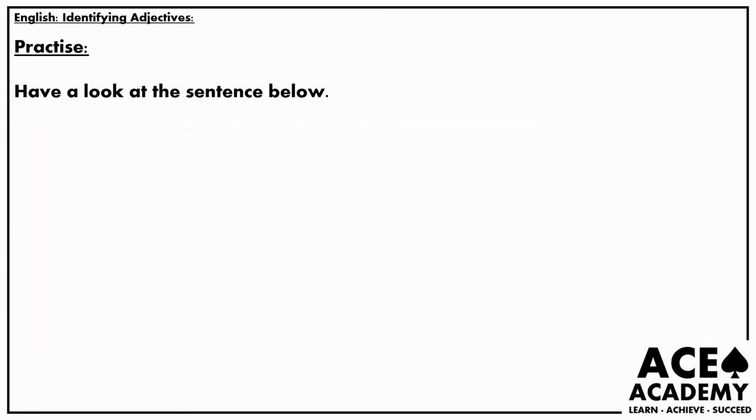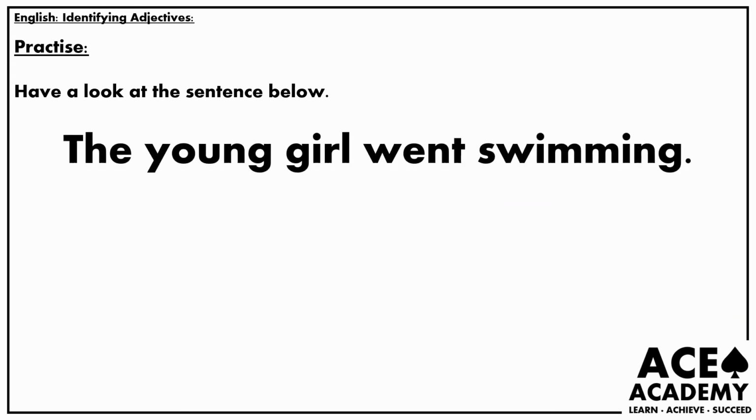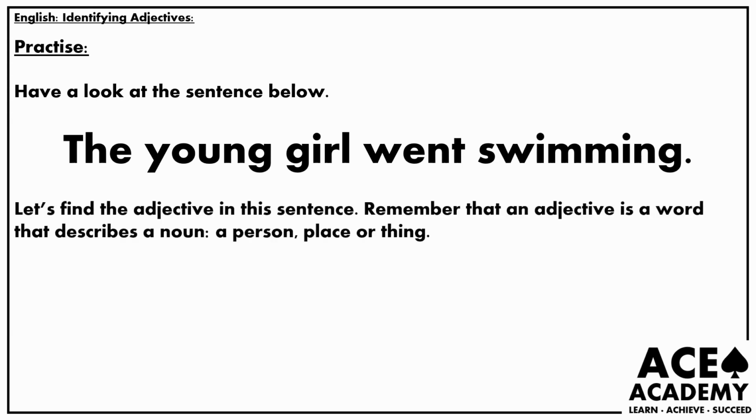Let's move on. Have a look at the sentence below. I'll read it for you. The young girl went swimming. Let's find the adjective in this sentence. Remember that an adjective is a word that describes a noun, that is, a person, place, or thing. Let's see if we can spot the word in the sentence that's describing a noun.